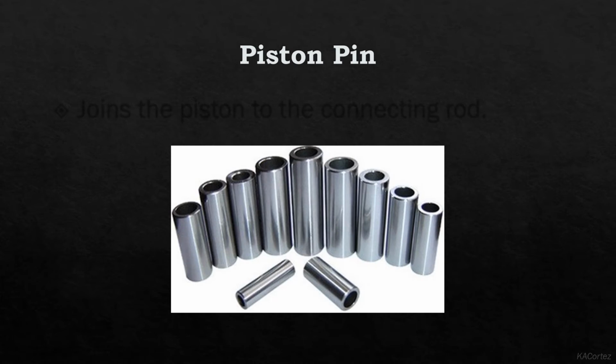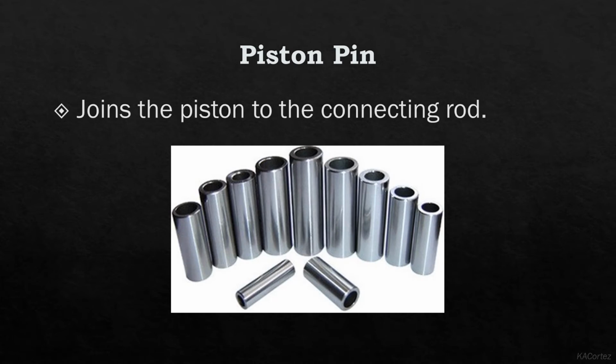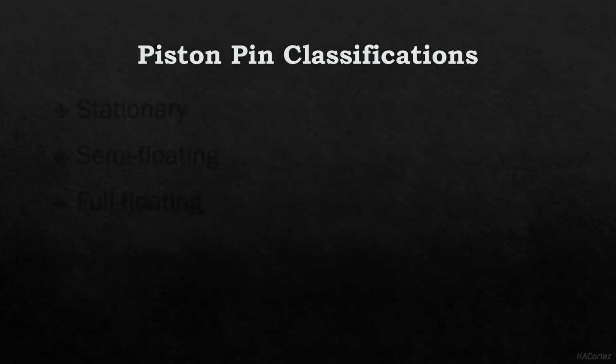The piston pin. This joins the piston to the connecting rod. Piston pin classifications. Stationary. These are held tightly in place by a set screw that prevents movement.